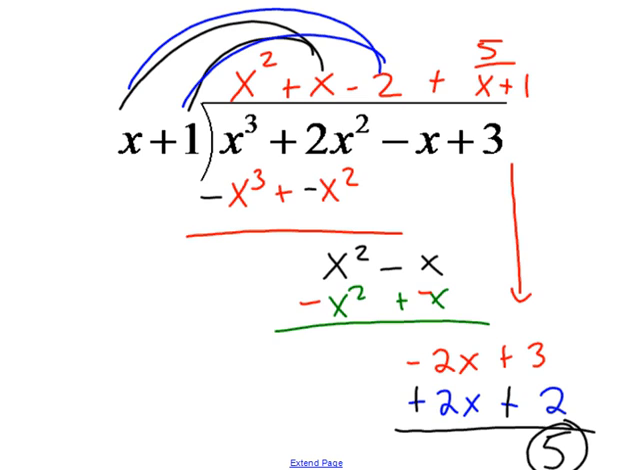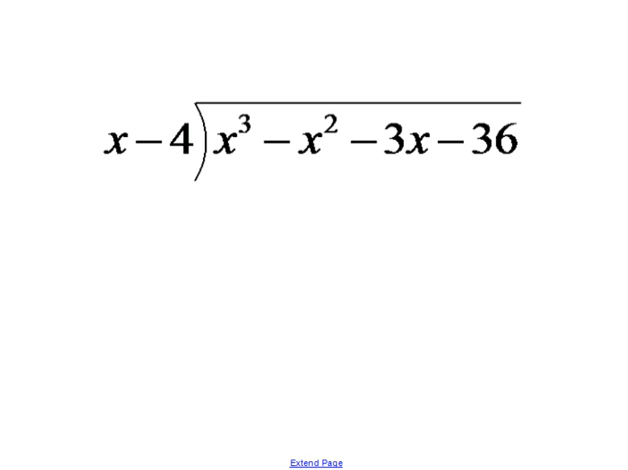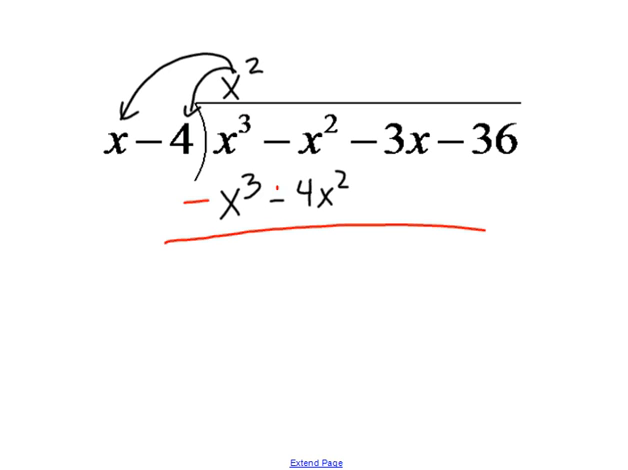All right, let's give it another go. So x times x squared will give me x cubed. Multiply it through. X cubed minus 4x squared. Subtract. Again, just be very careful with your signs. So then that turns it to a plus, and I have 3x squared. Bring down the minus 3x and do it again. It's a very repetitive process.